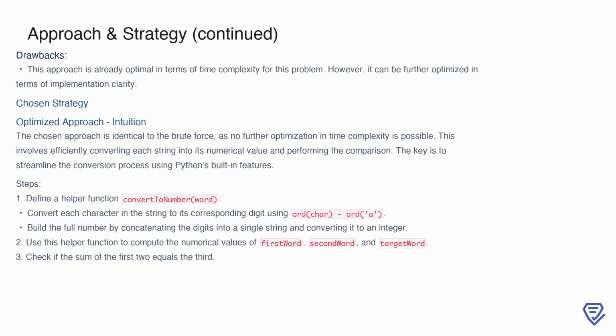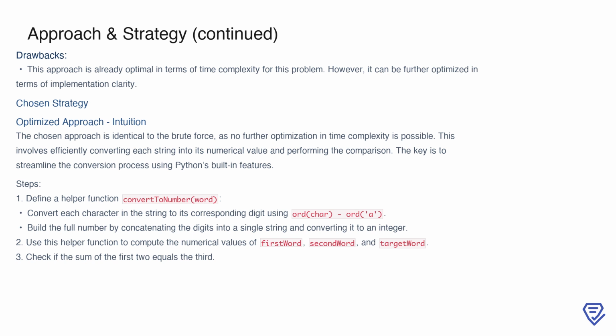While the brute force approach is already optimal in terms of time complexity, there is room for improving the implementation to make it more concise and readable. The chosen strategy retains the same core idea but focuses on simplifying the conversion process. We define a helper function called convertToNumber that converts a given string into its numerical value.